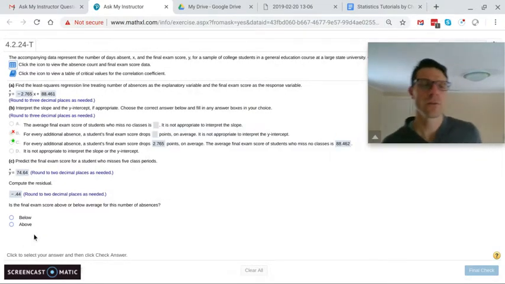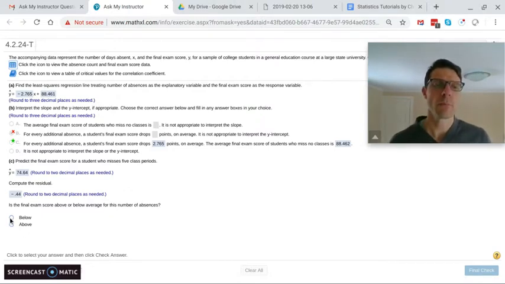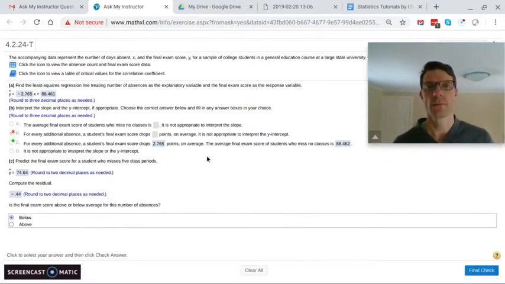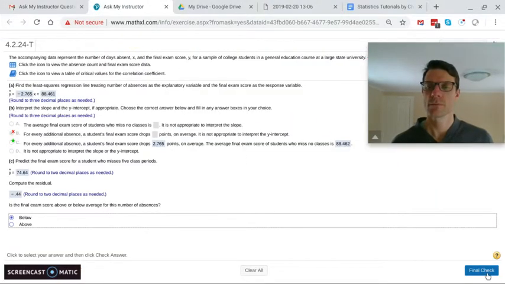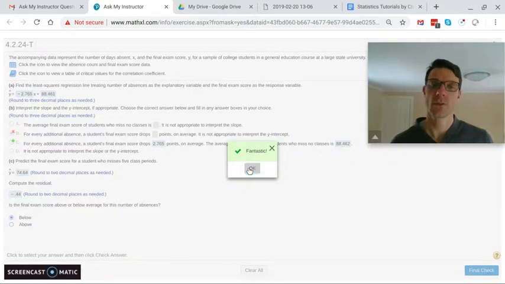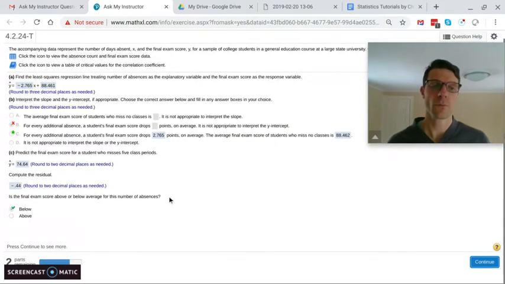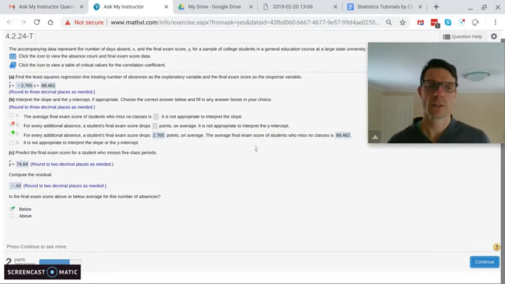And since it's negative, the final exam score, the observed one, is below the average, right? Our prediction is a little higher than the actual observed, right? Our predictions are just a little bit higher than this observed data point. It could be higher for a different problem, but in this one, it's below.